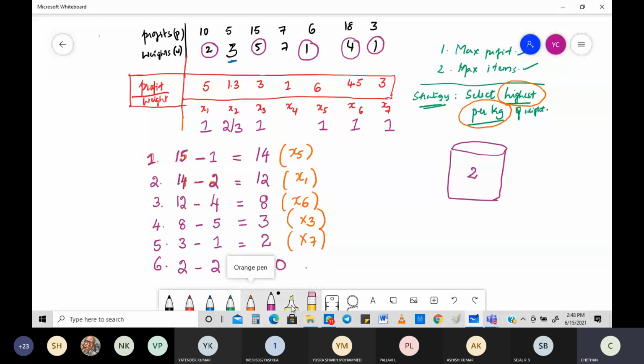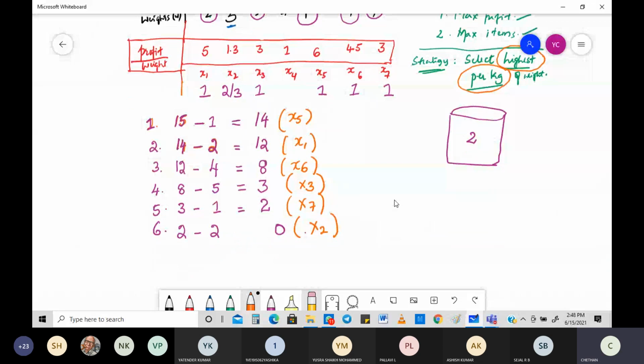So every item is selected. See, X2 is now selected. But there is one item that is not selected. Which one is not selected? You can see very clearly, this one. This X0 is not at all selected. X4 is not at all selected. So we put 0 there.